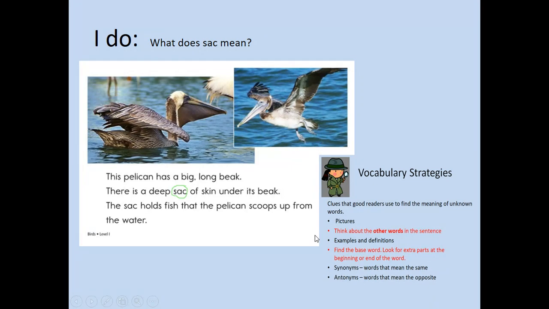Okay, so I'm going to look at my chart and let's see, I can look at the pictures. Here's a picture of a bird and I see his beak. This is a really good one. I can clearly see the sack that's under its beak. So I know that a sack is a piece of skin found under a bird's beak. And if I read a little bit more, I also learned that the sack holds fish. So a sack is a piece of skin found under a bird's beak and it holds fish.